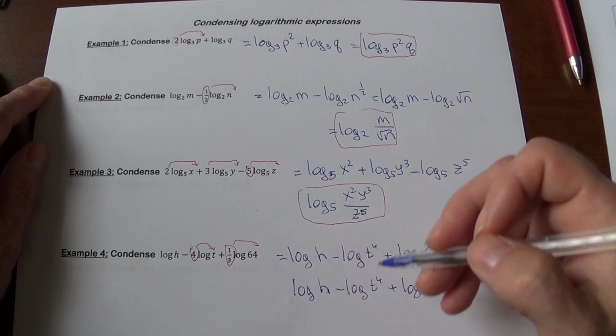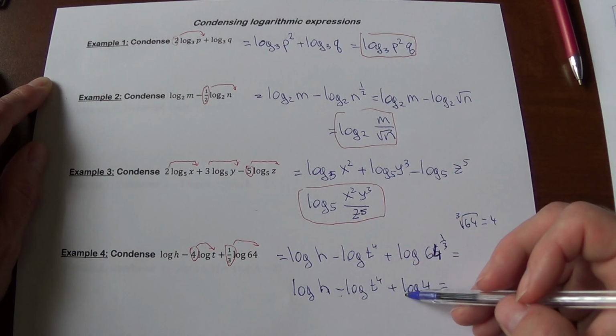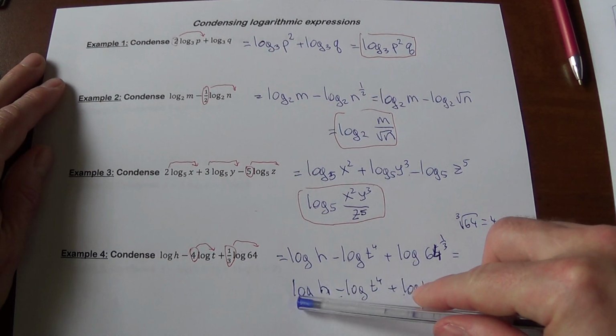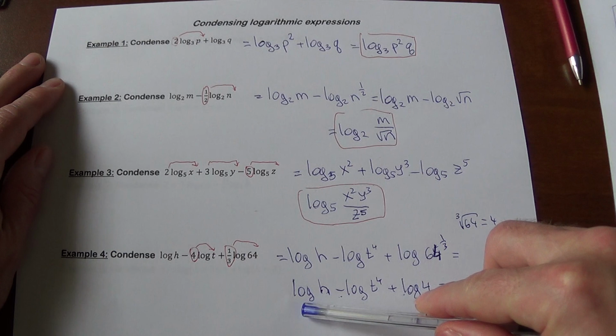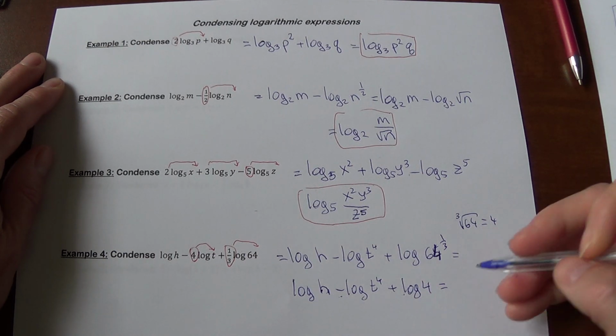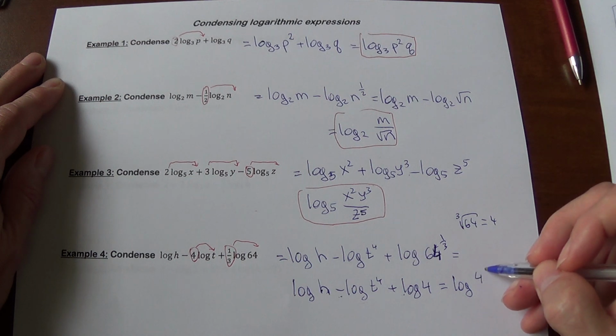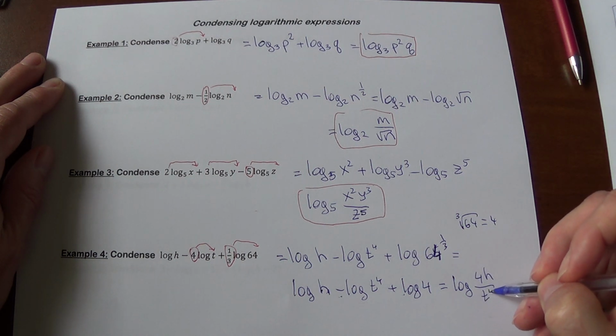Now you have to be careful. You have a difference here, but you have this one being added. So what I always recommend, do the ones with the plus first, because that's the product. And this one's going to be subtraction. That means we're going to get log of 4h over t to the 4th.